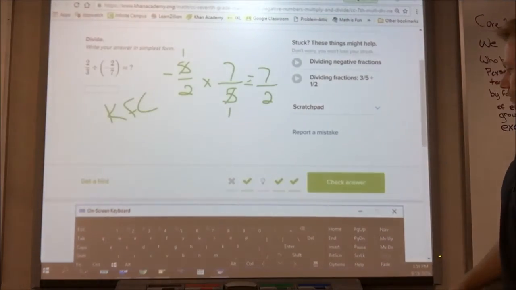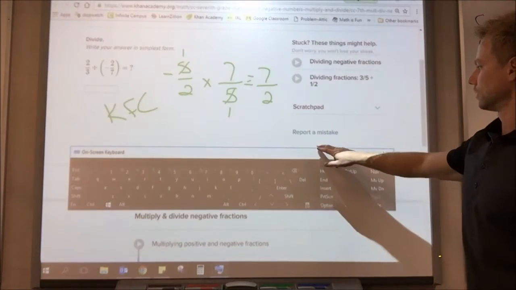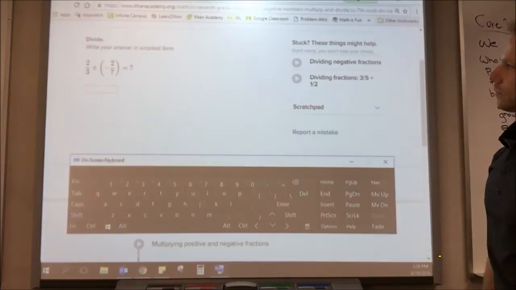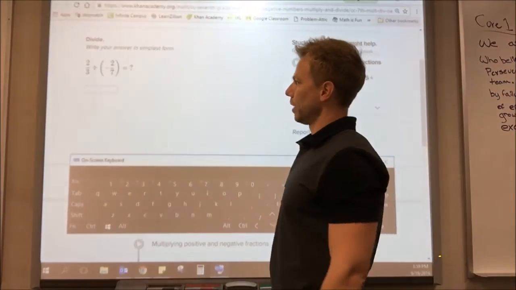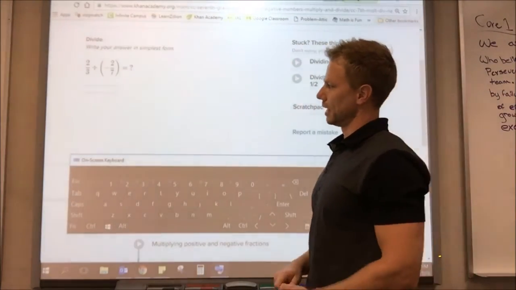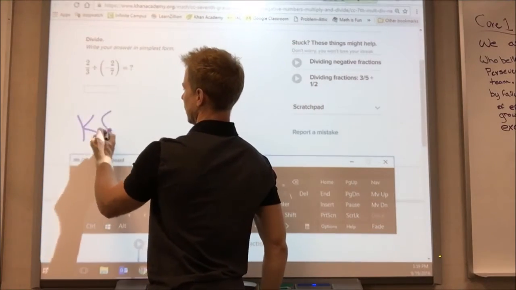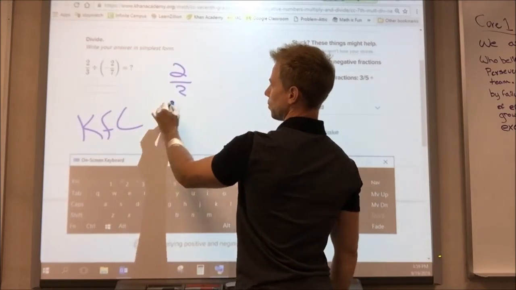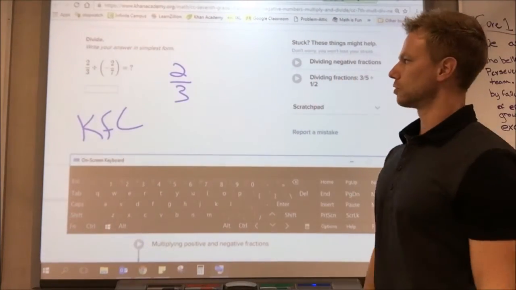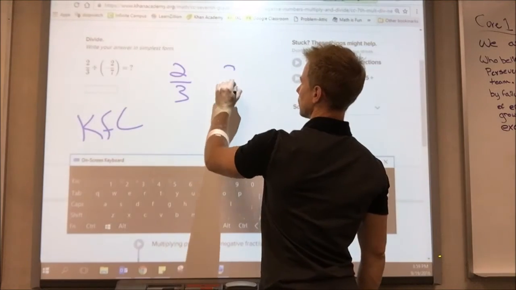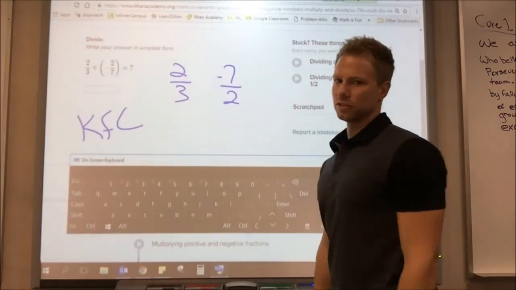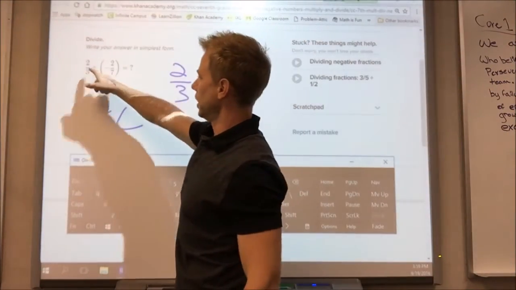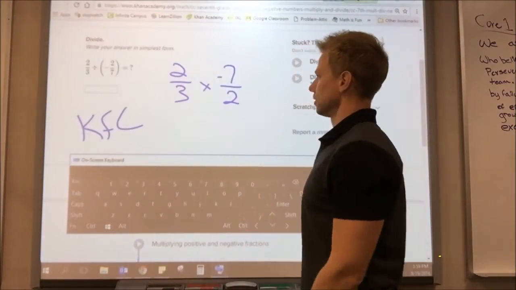And it told me I got it right, so I can go on to the next one. All right, we have 2/3 divided by -2/7. Again, we have to KFC, keep, flip, change. So we keep the first one, 2/3 is still 2/3. We flip the second one, becomes 7/2. It's still negative, we don't change the sign, we just flip the numbers, and we change division to multiplication.